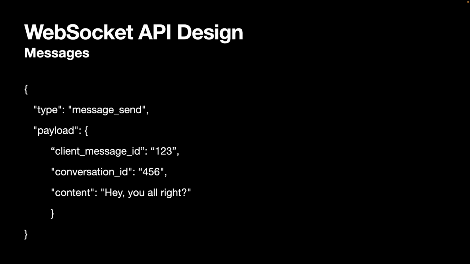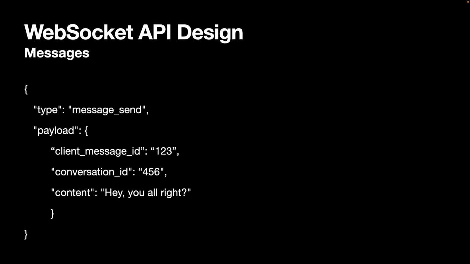So, how do we design those messages? Typically, every message we send through a WebSocket should include a type field that tells what kind of event it is, and a payload object that contains the actual data. Let's take a simple example, sending a chat message. Our client might send something like this: type, payload, conversation ID, content, message. Pretty straightforward. The server will parse this JSON and broadcast it to other users in the same chat.